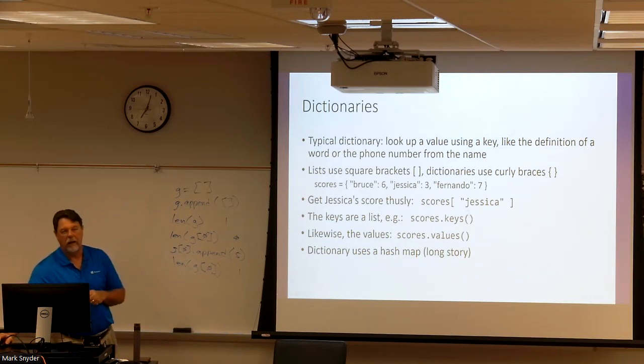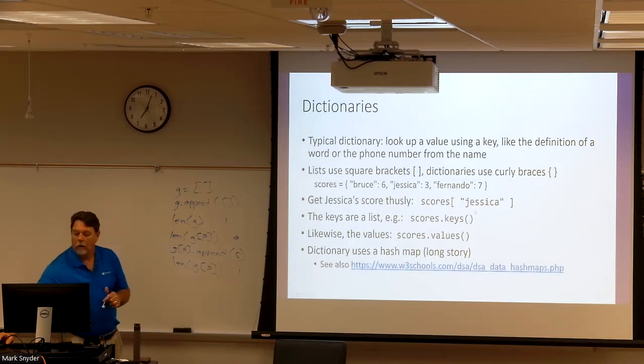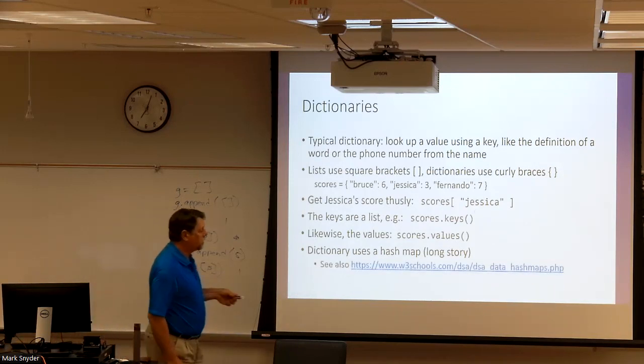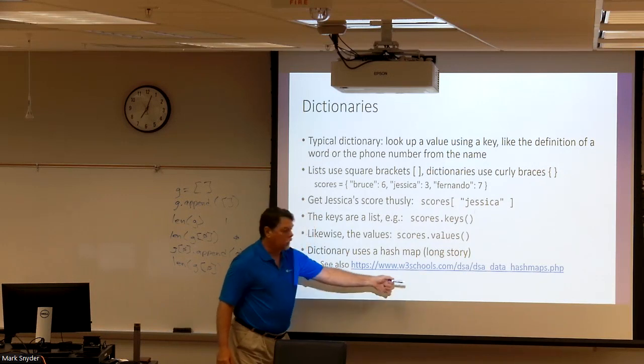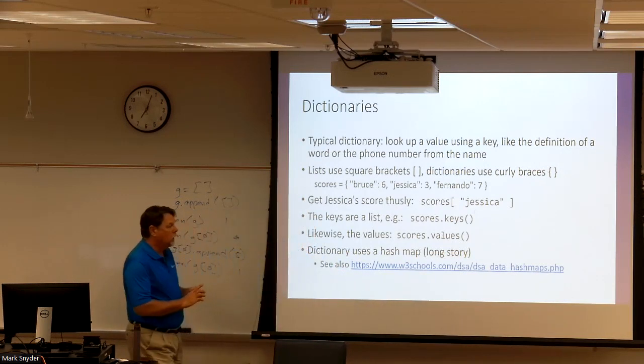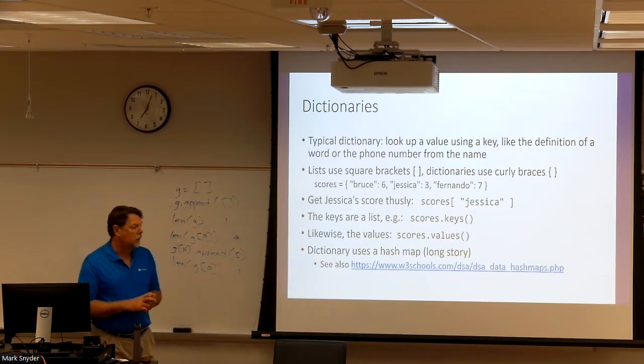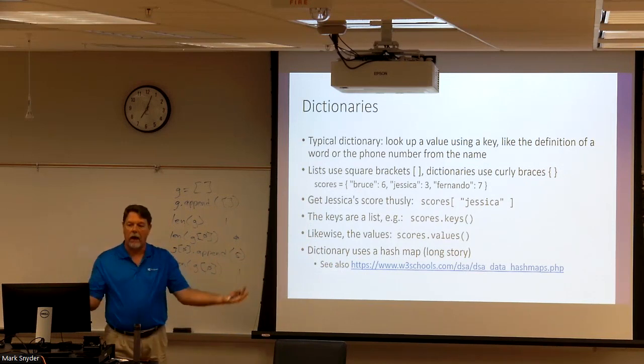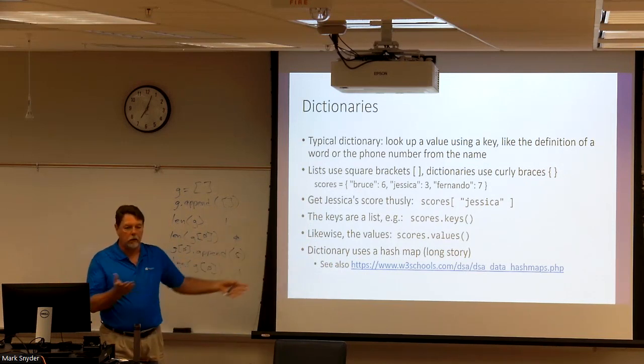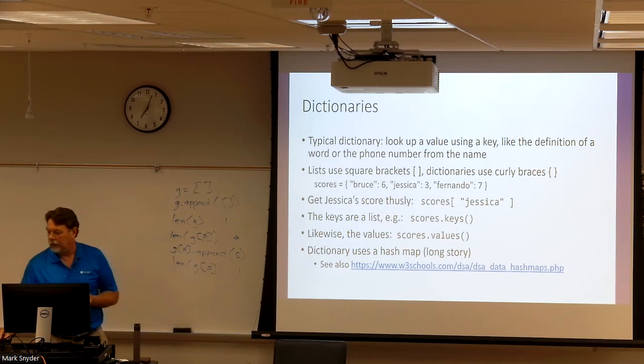Java uses hash maps. Actually, in Java, I think it's called a hash map. It gets confusing. But if you want to know more about that, there's a nice page on W3 Schools. I don't have time to go through it in class here, but it'll tell you about hash maps and why hash maps are awesome and why Python uses hash maps and what it means.